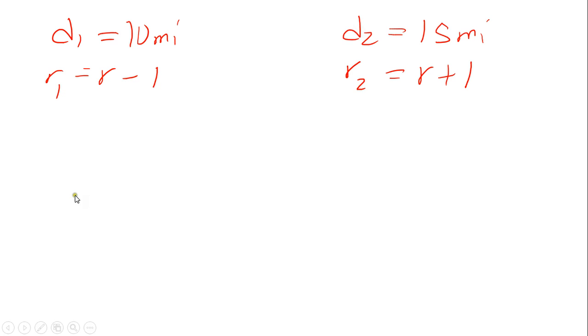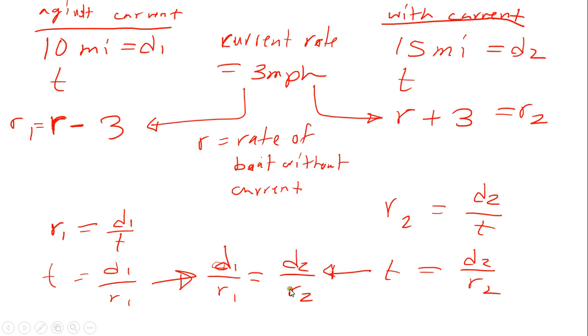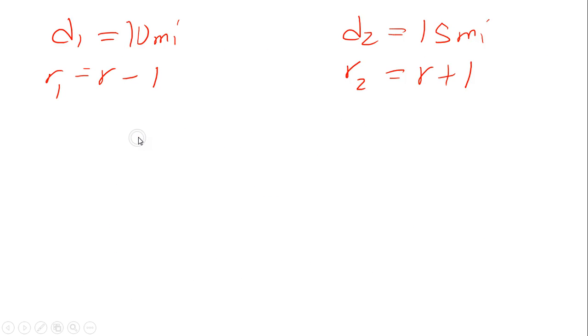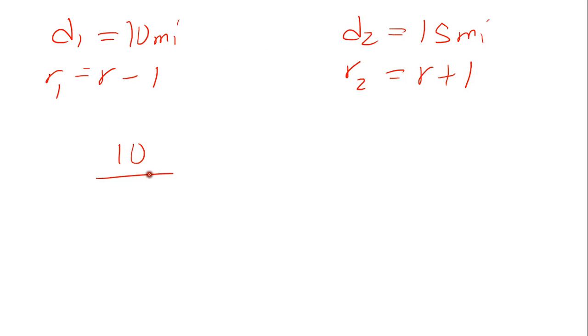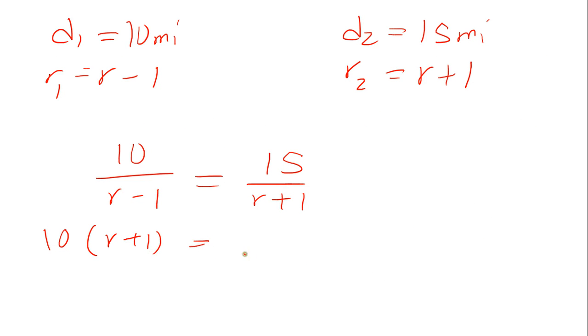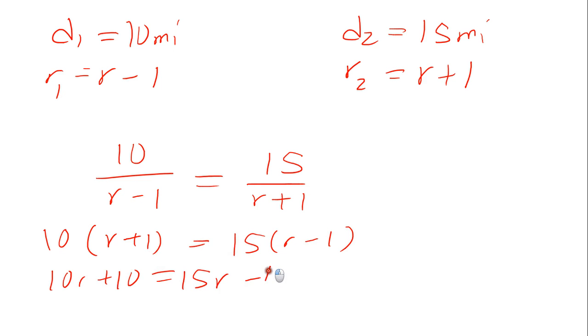All right. So if I go back, I can see that D1 over R1 equals D2 over R2, which means 10 miles over R minus 3 equals 15 over R plus 3. Okay, now we're back where we started before. 10 times R plus 3 equals 15 times R minus 3, which means that 10R plus 30 equals 15R minus 45.